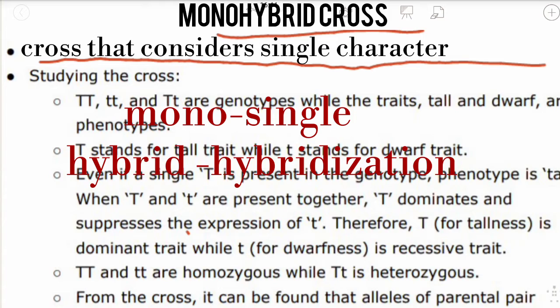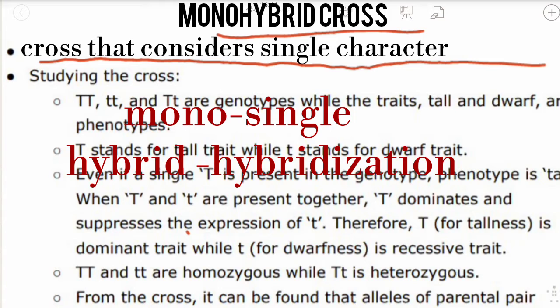So what is a single character? It means only one character, such as height, color, etc. Mono refers to one. You know, di refers to 2, tri refers to 3. Similarly, mono refers to 1. Hybrid refers to hybridization. Here we will study only single characters such as height, color, etc.